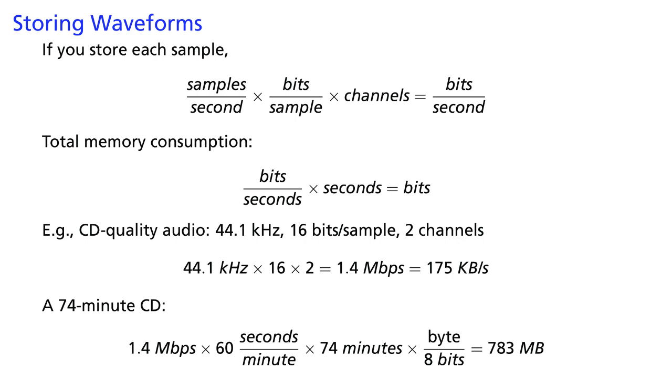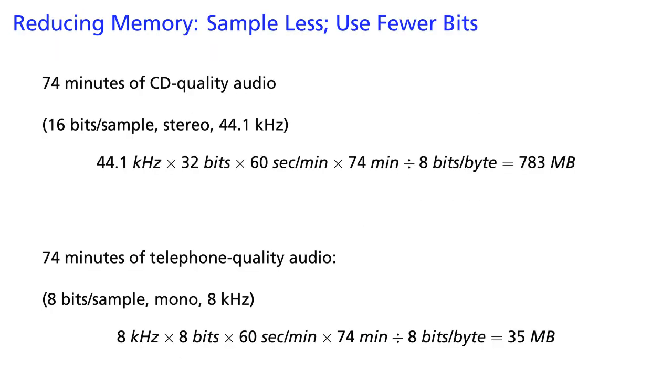It's different when you store data on a CD because they put more error correction on it. But that gives you the rough idea of how much memory you need to store, say, 74 minutes of high-quality audio. The number of bits per sample, the number of channels, the sampling rate, all can contribute to saving memory if you are representing samples.